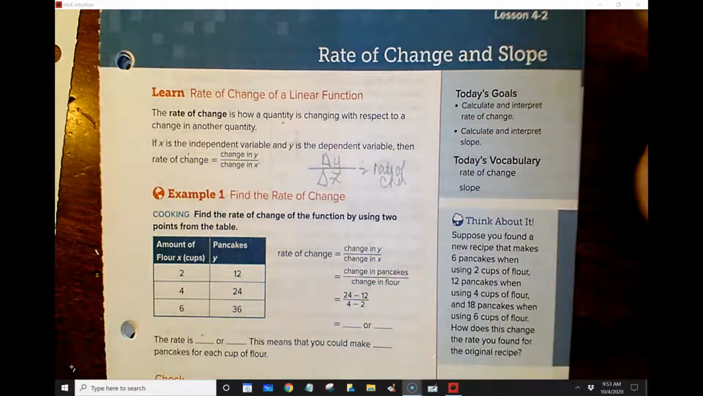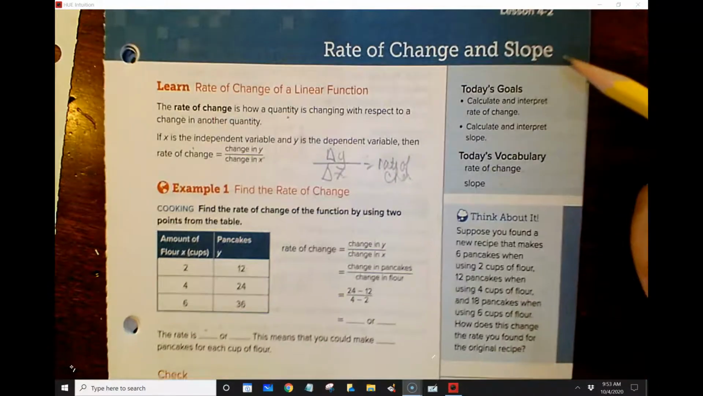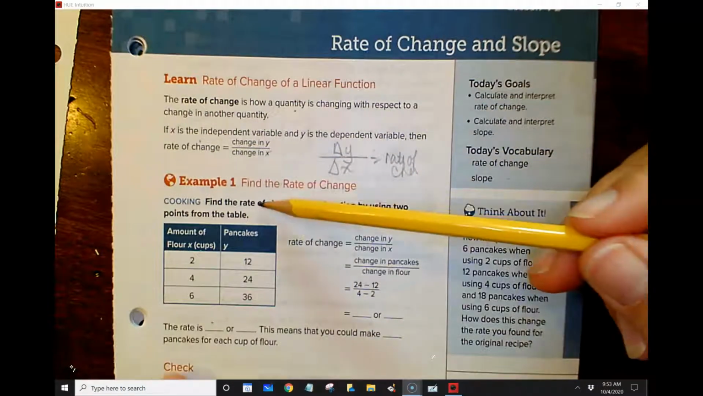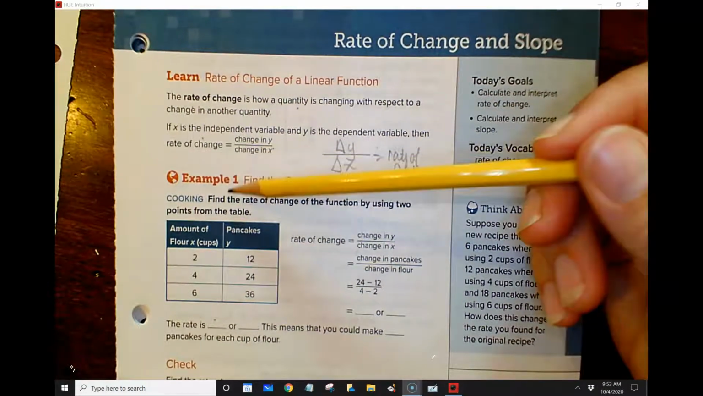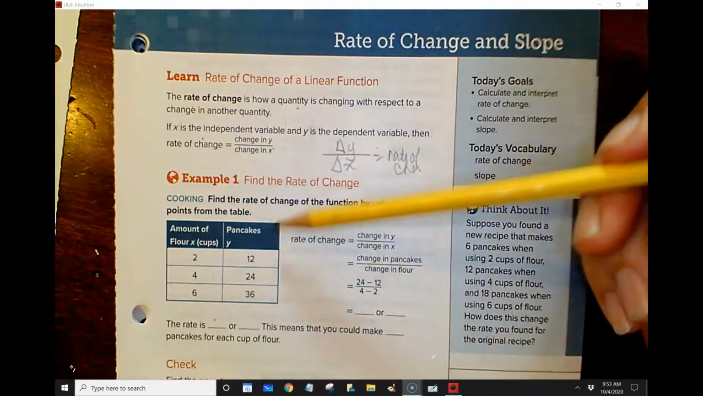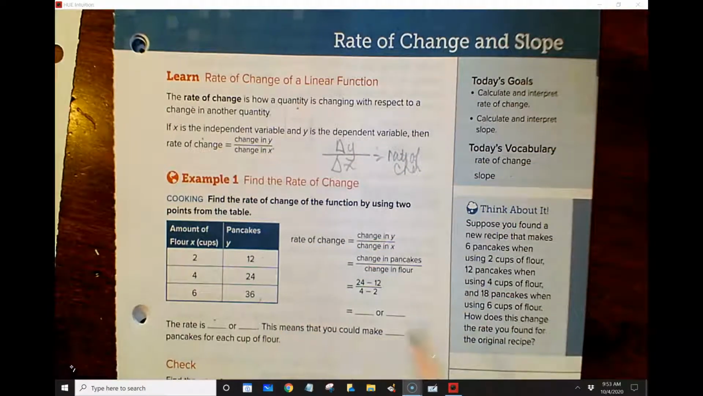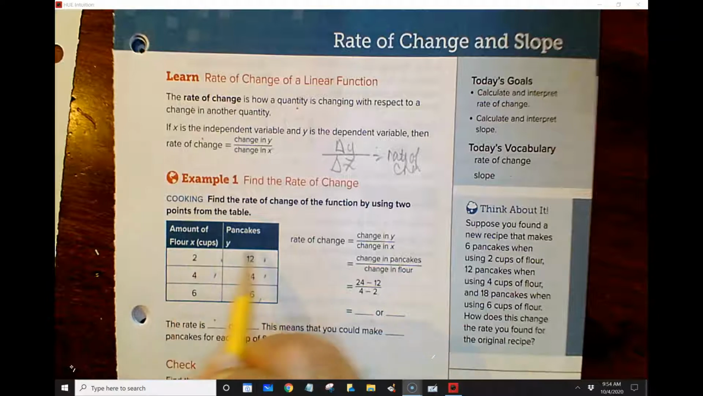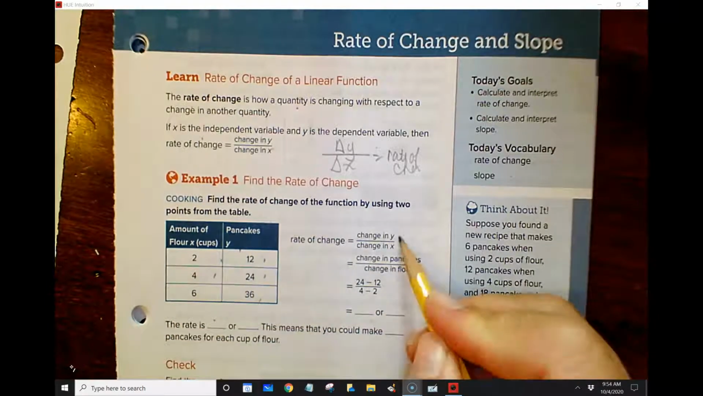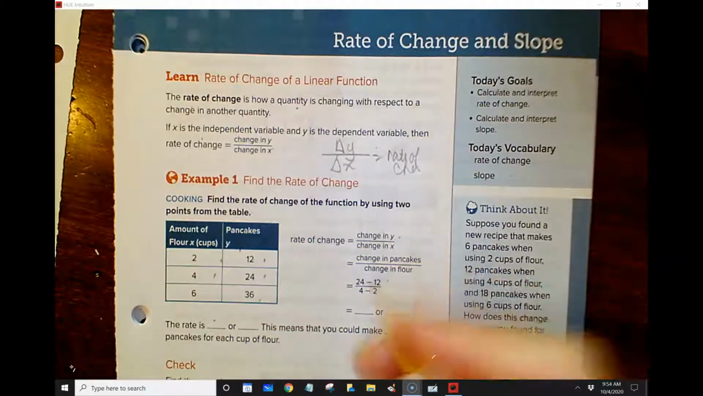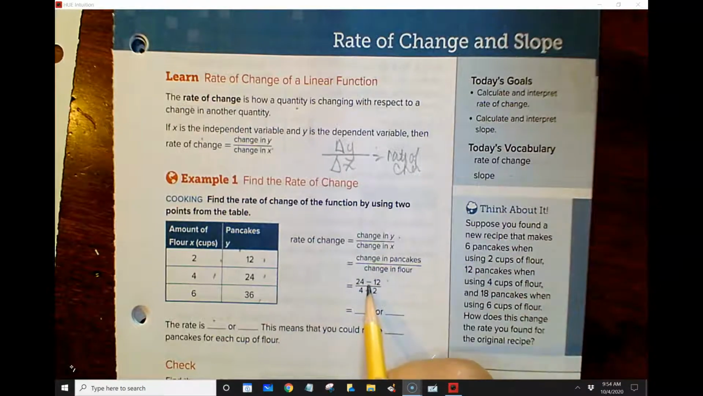If I'm looking at this example problem here, finding the rate of change, find the rate of change of the function by using the 2 points in the table. Any 2 points will work. You could use these two here or these two here. The book used 24 and 4, and they used 12 and 2. No big deal. Here's your x value, here's your y value. The change in y over the change in x. The change is the difference. You'll notice they're subtracting.